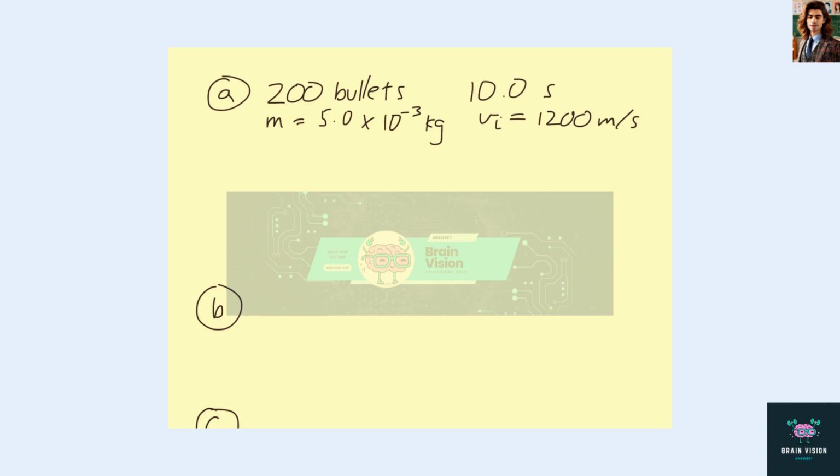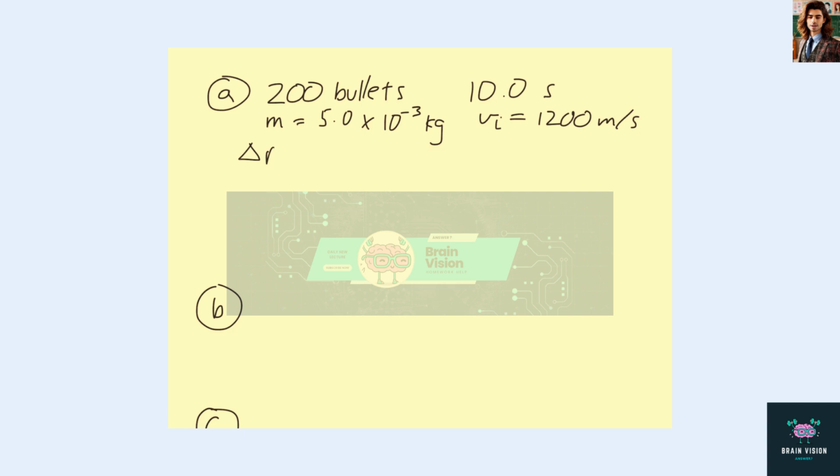Each bullet has a mass of 5.0 times 10 to the negative 3 kilograms, and it collides at a speed of 1,200 meters per second. Now we are asked to find the average change in momentum per second. So let's find that average change in momentum.